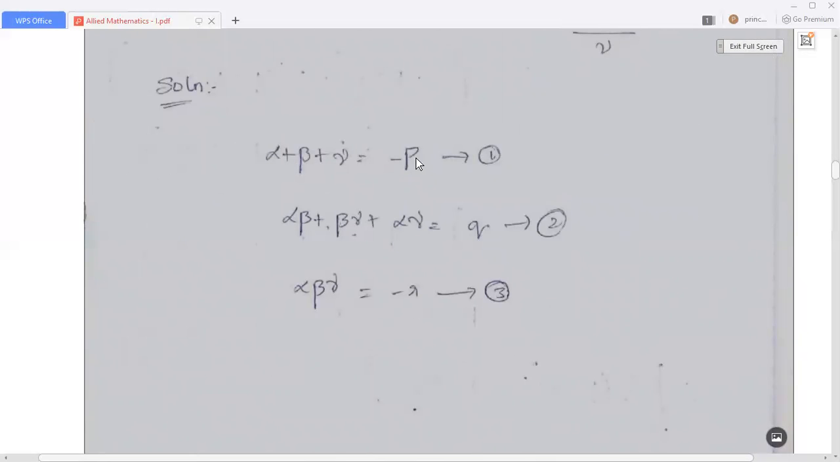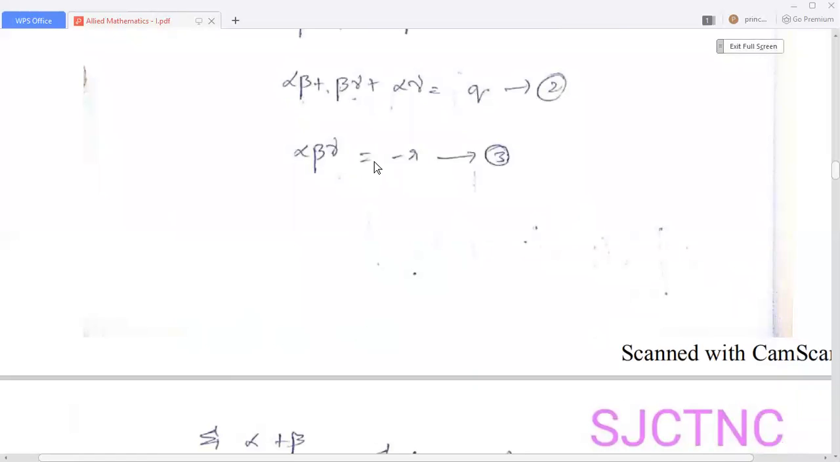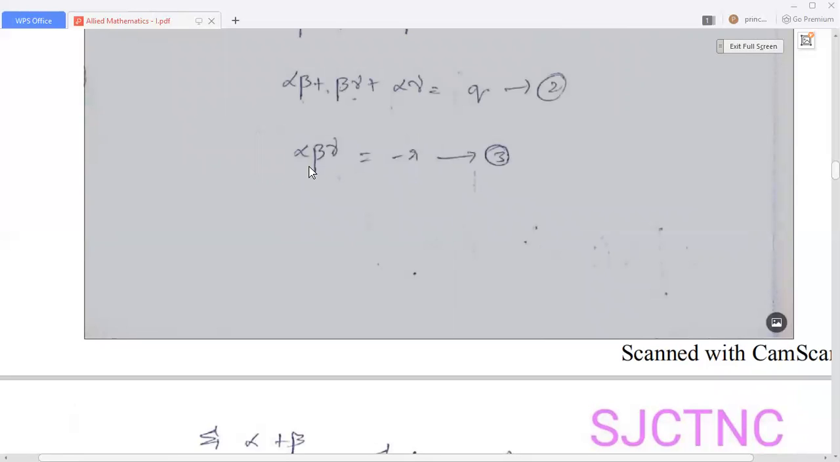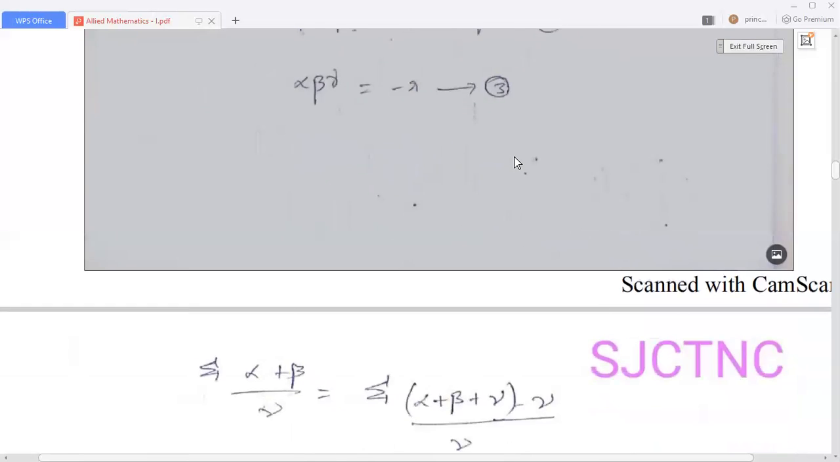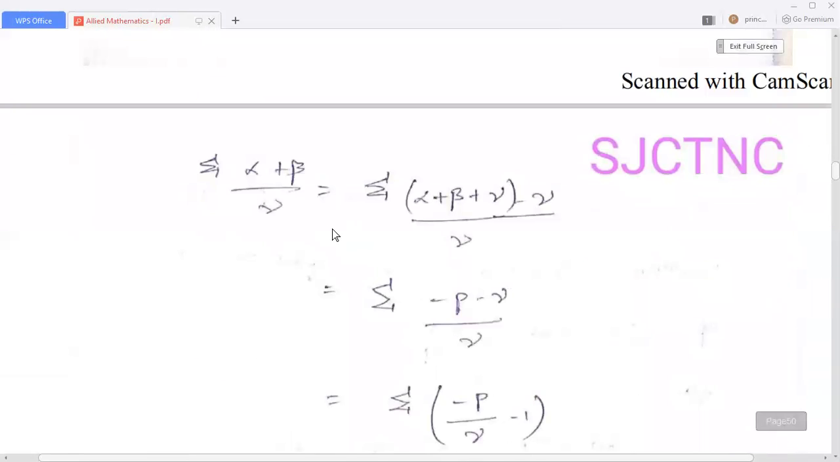Now we write the relation between roots and coefficients. The sum of all the roots can be taken as minus p, that is equation number 1. The sum of product of roots, taken 2 at a time, that can be taken as q, that is equation number 2. Next, the product of all the roots, alpha and beta and gamma, that is equal to minus r, that is equation number 3. Now we calculate this value.